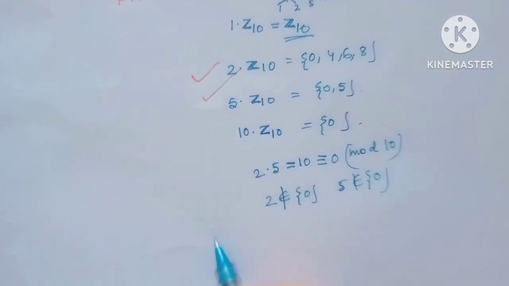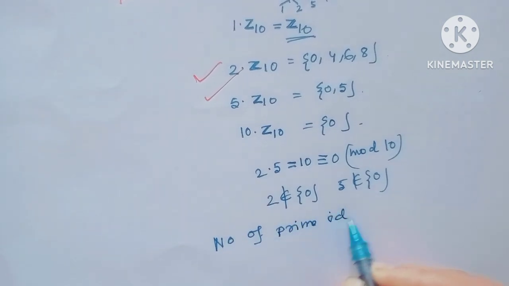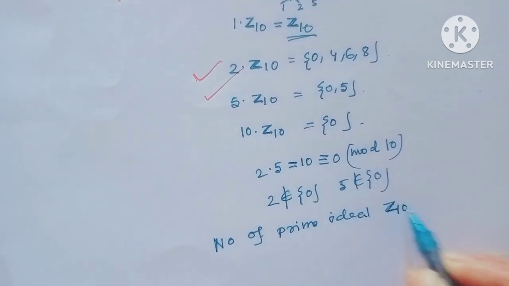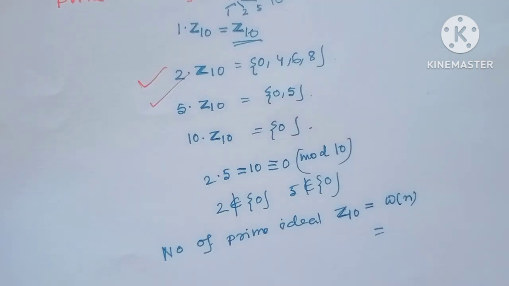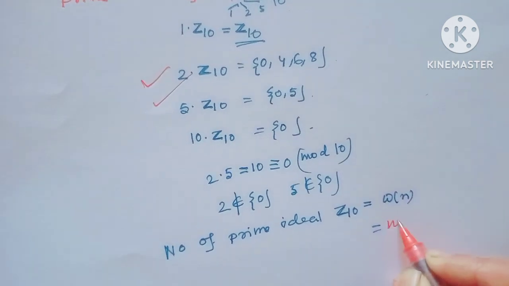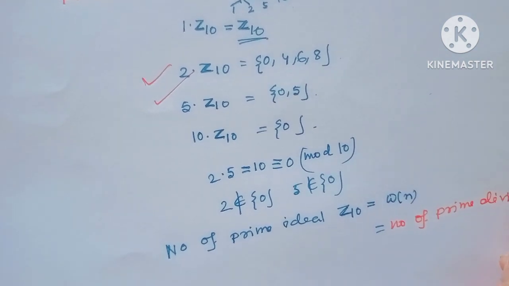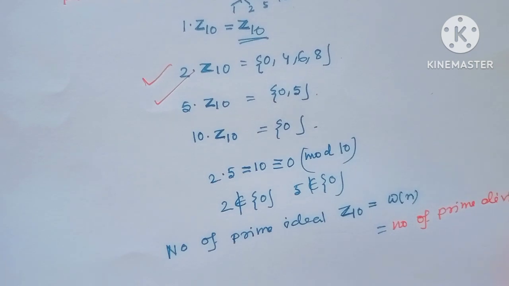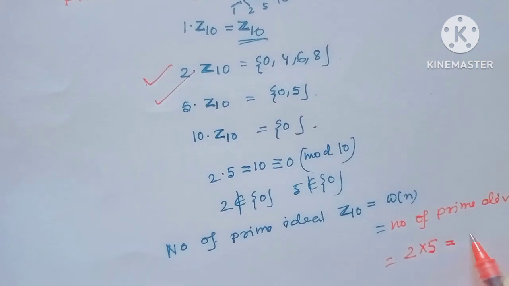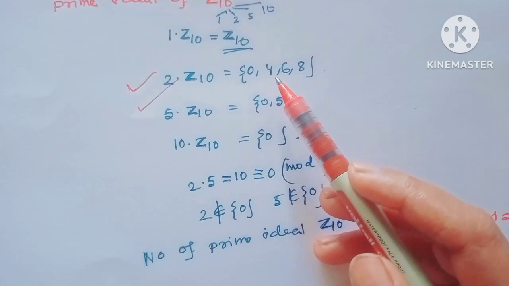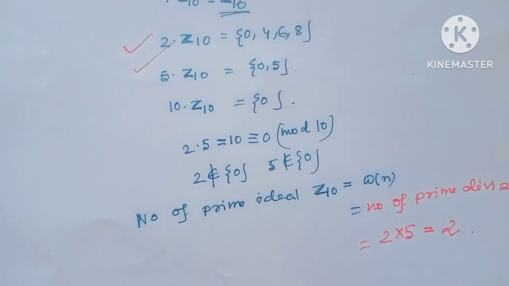Actually, the number of prime ideals in Z_n is omega(n), which is equal to the number of prime divisors of n. For Z10, that means 2 times 5, so the number of prime divisors is 2. These are not only prime ideals of Z10, they are also maximal ideals of Z10.